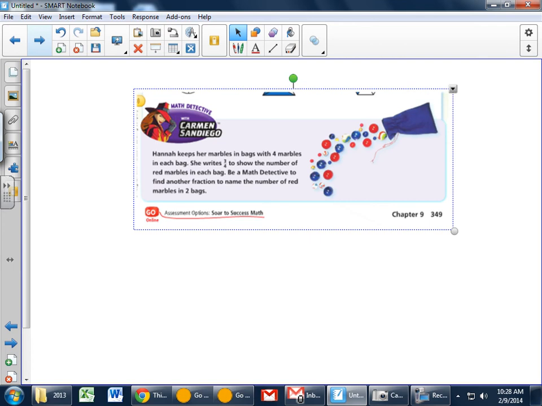Okay. On the bottom of that page, it says Hannah keeps her marbles in bags with 4 marbles in each bag. She writes 3/4 to show the number of red marbles in each bag. Be a math detective to find another fraction to name the number of red marbles in 2 bags. So you're going to look and try to figure out how she would label that. You can do this one at the end of the lesson.